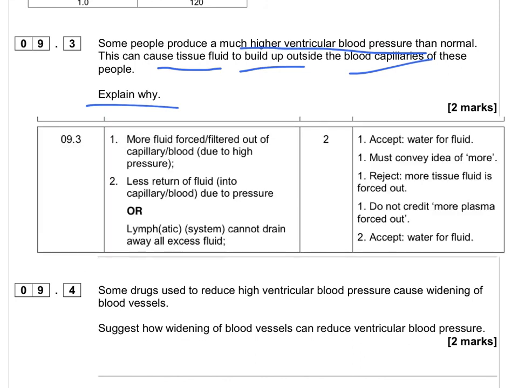It's important that you talk about the fluid, because it's tissue fluid. You don't want to talk about plasma being forced out, it's the fluid. You don't want to say more tissue fluid is forced out either. You just want to say that more fluid is forced. They will accept water for fluid as well. So several answers that you could have there.